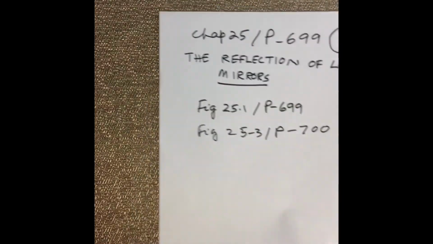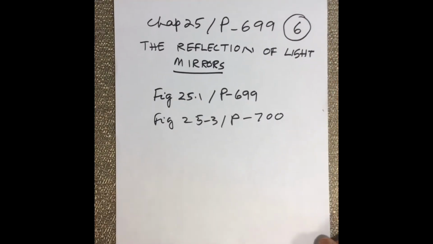Now let's move on to chapter 25, which is reflection of light. And we talk about mirrors. There are so many ray diagrams and figures, which all you have to read yourself, and I'll show you. I have enlarged those pictures here.